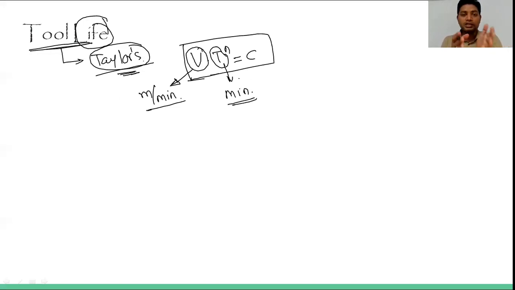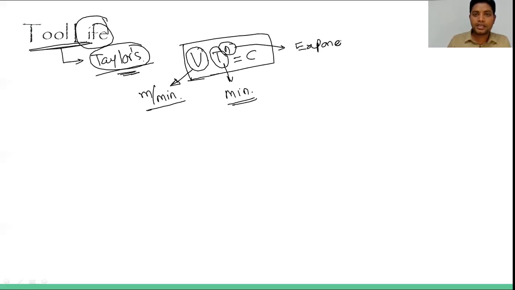If tool life is calculated in minutes, it means that when you purchase a single point cutting tool from the market, you will get to know its life. If we are purchasing an HSS tool, they will give you a life like 100 minutes, 200 minutes, 300 minutes for different materials. So this tool life T is given as per that. And there are two parameters. First, n is the exponential constant.